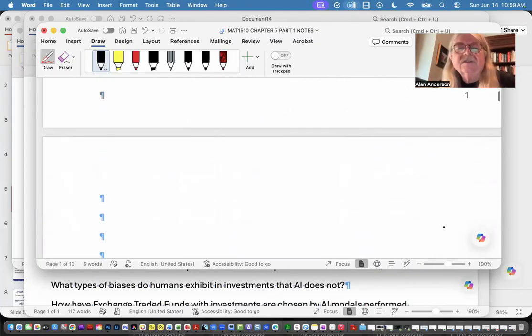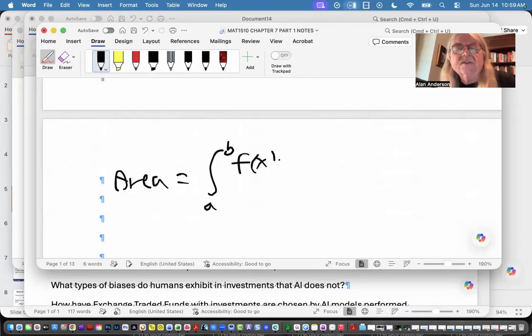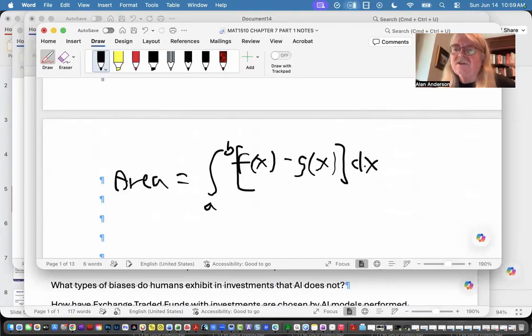Okay. So actually, let me move it down here to make it a little neater. The area of interest is the definite integral between a and b of f of x minus g of x dx. The thing is, we've got to just make sure we know which is on top of which. In other words, if we get them backwards, we'll get a negative area. That's how we'll know something's not right.